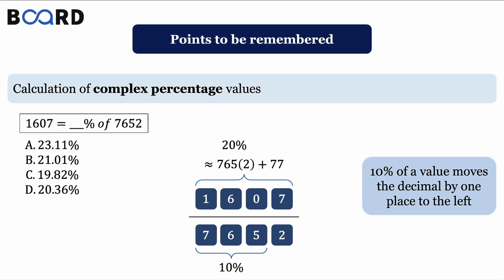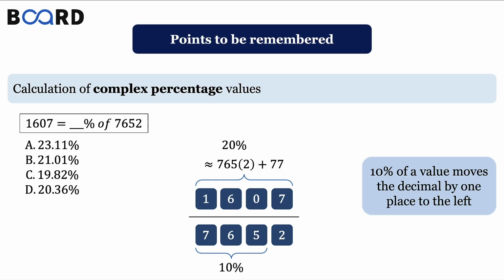That is what the examiner wants to test, whether the student is able to eliminate the options properly and come to the actual answer without actually calculating the value. That's the agenda. Now I'm pretty sure that 765 into 2, that's 1530, I have already made 20% of the value, right? Now I'm bothered about the remaining 77.